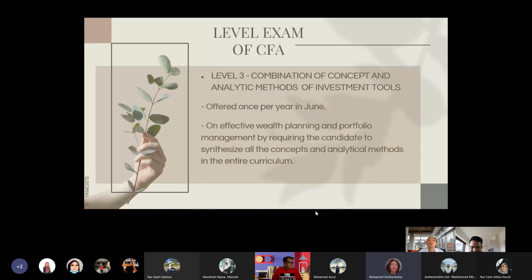Next, Level 3 is the hardest and most difficult level to get as a CFA, which is a combination of concept and analytical methods of investment. It is the same as Level 2, offered once per year in June. You have to sit the exam in June only, but in this one, it focuses on effective planning and portfolio management, requiring the candidate to synthesize all the concept and analytical curriculum. This level will be more advanced than what we thought about.